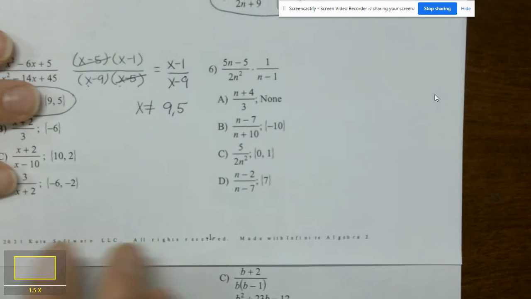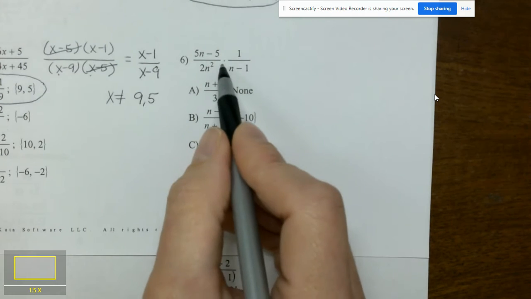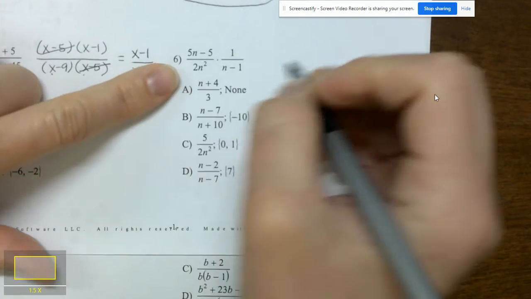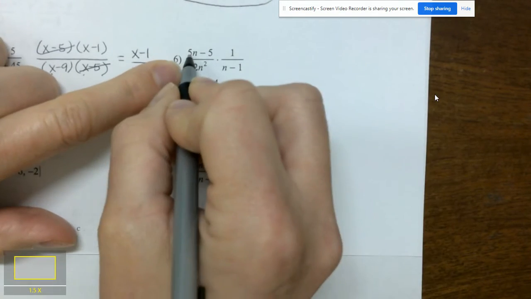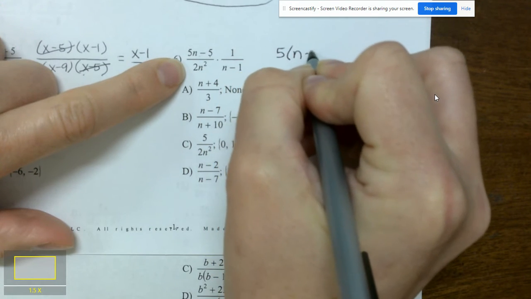Hey guys, we're going to continue in this video with problems 6 through 10. So if we look at problem 6 here, this time we're multiplying. So the first thing we need to do is factor everything. 5n minus 5, we can take a 5 out, which would leave us with n minus 1.